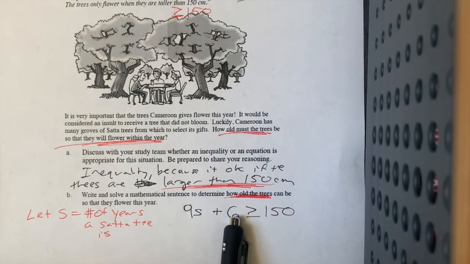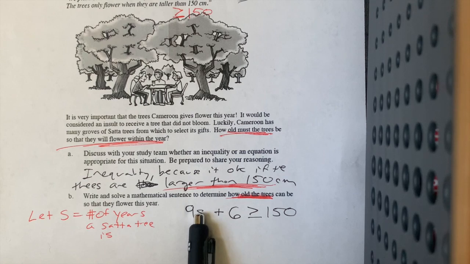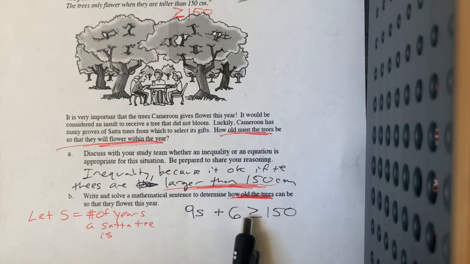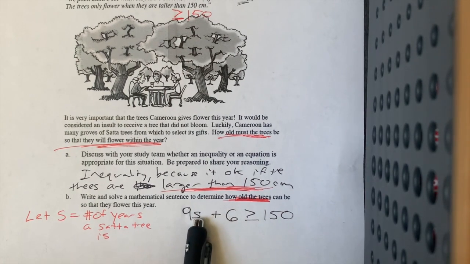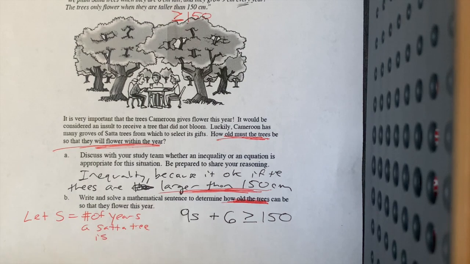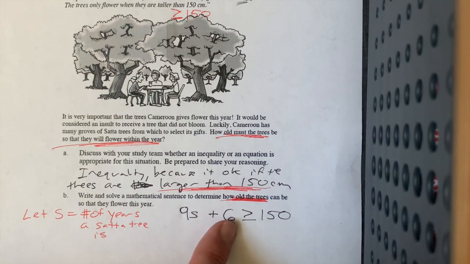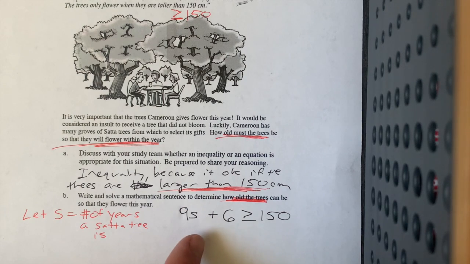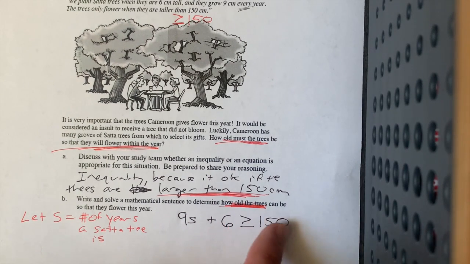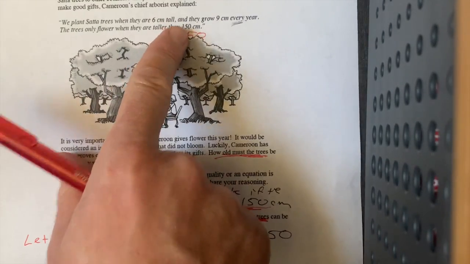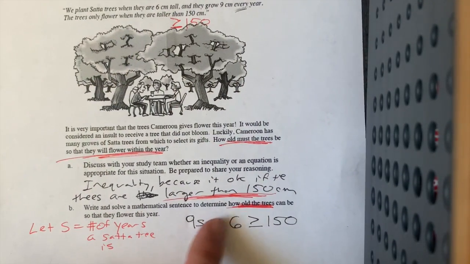You start with 6. You add 9 centimeters every year. So you're just writing this out like a linear expression in y equals mx plus b form. So mx plus b, 9 centimeters every year. And I've defined S as the number of years, how old the tree is. And we add the 6 to it. We add 9 every year. It's got to be greater than or equal to 150 to satisfy the requirements of Cameroon here. So S needs to be a pretty big number.